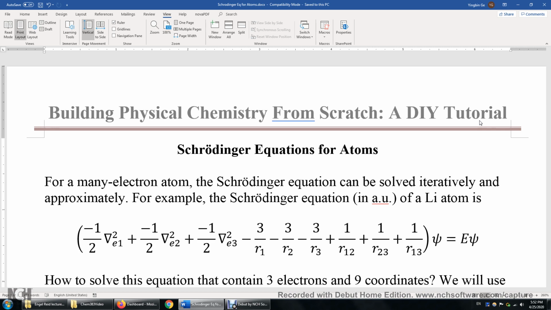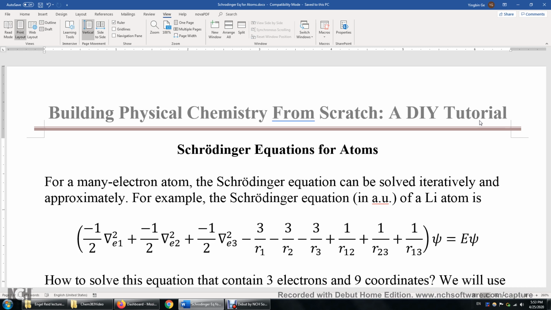One is the so-called variational method based on the variational principle. The other method is the self-consistent field method. So let's look at this lithium atom and let's try to solve the Schrodinger equation of the lithium atom using the self-consistent field method. First, we need to write out the Schrodinger equation for the lithium atom.